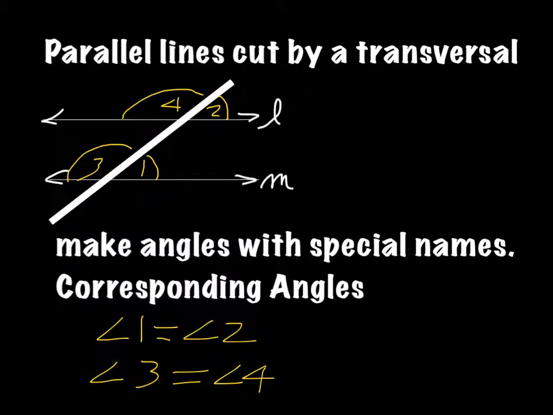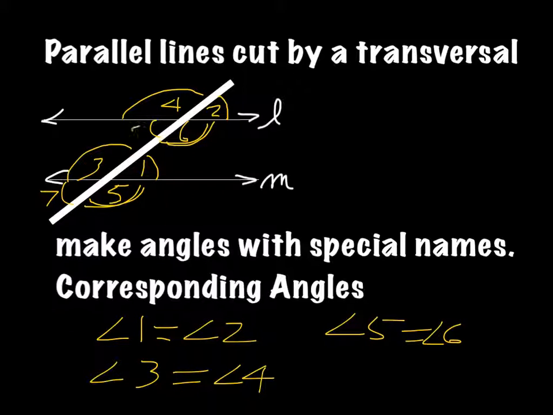We also have angle 5 and angle 6 being corresponding. They're in the same position. So angles 5 and 6 have to be the same. And then lastly, angles 7 and 8 must be the same as well.